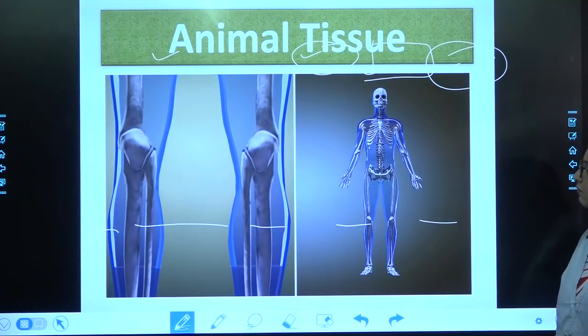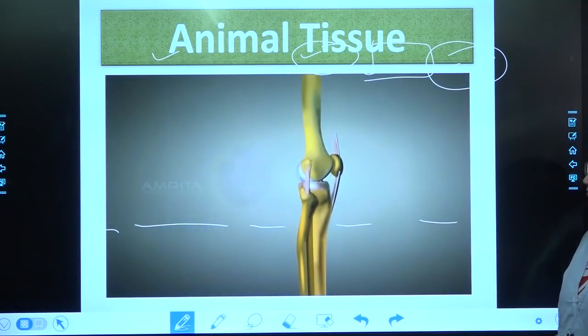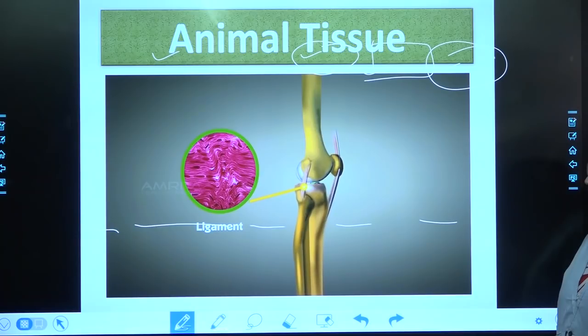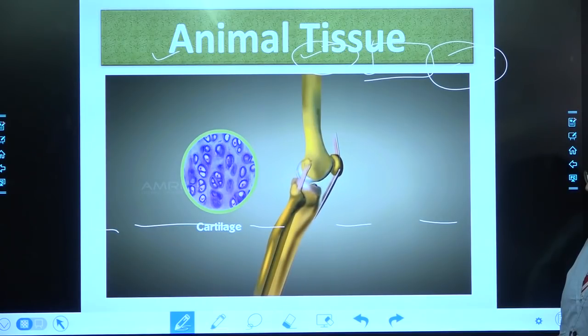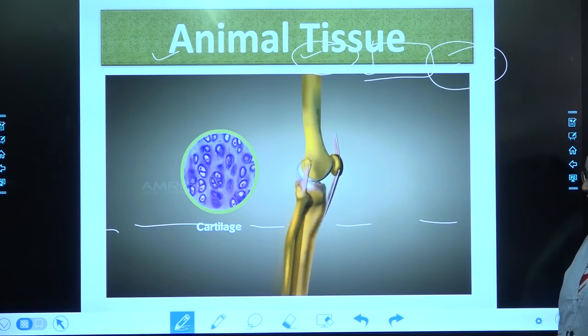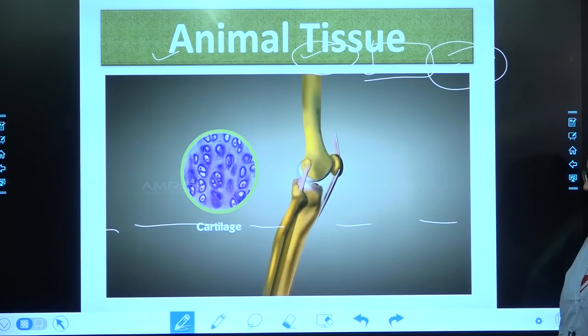Bone cells are solid. Ligaments function as a connection between bones. They are fibrous and stretchy. Cartilage protects bones by preventing them from rubbing against each other. It is a tough but flexible tissue.